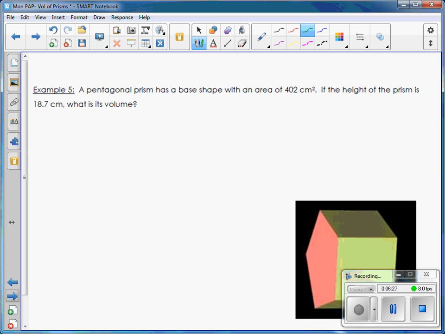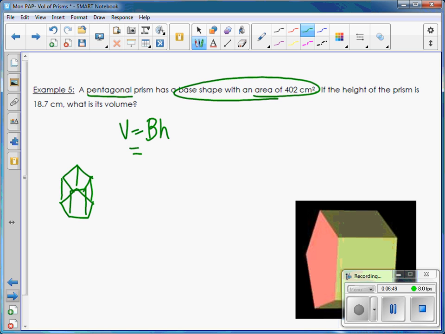Next one says a pentagonal prism. Pentagonal, what does that mean? That it has a pentagon for a base. Now, you don't know how to find the area of pentagons yet. You will not learn that until you get into geometry, late into geometry. But we still have a volume formula for any prism, and it's big B times H. Notice that it tells me the base area. So all I have to do is plug it in for big B. Pretty simple. Now it's saying the height of the prism is 18.7. All right, all I have to do is multiply here. So this is going to be 7,517.4 centimeters cubed.